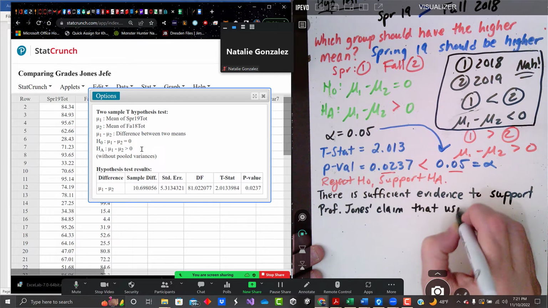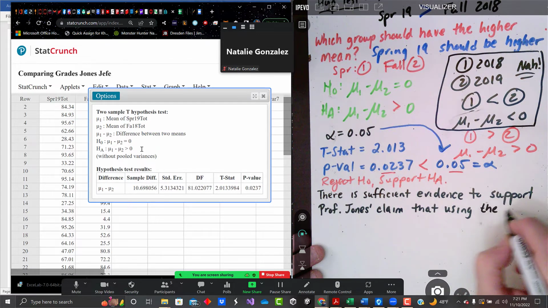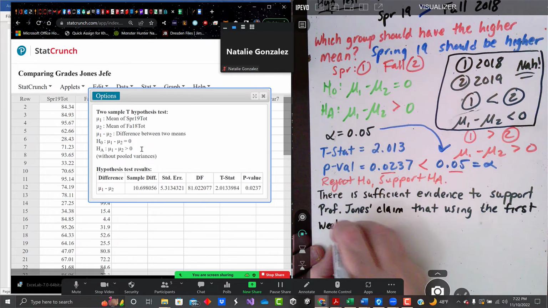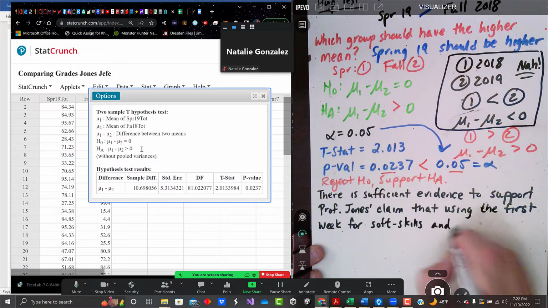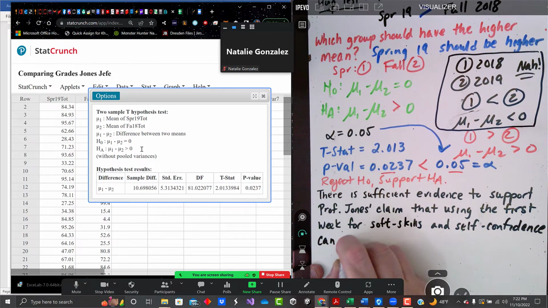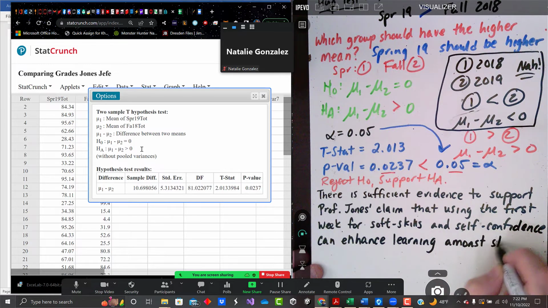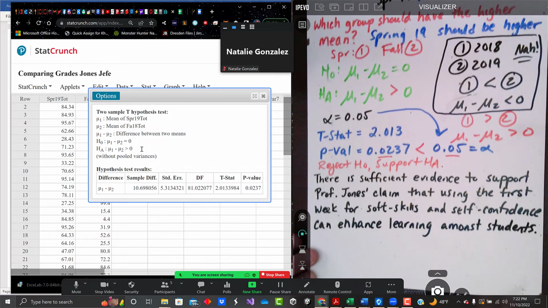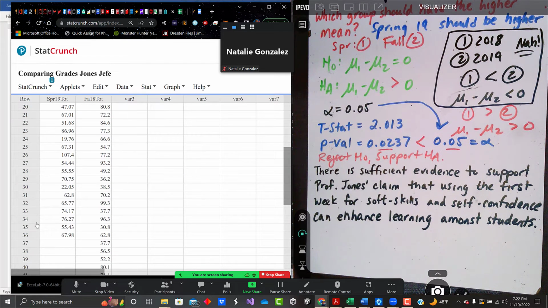That using the first week for soft skills and self-confidence can enhance learning among students. Both sample groups were larger than 30, so they met the requirement.